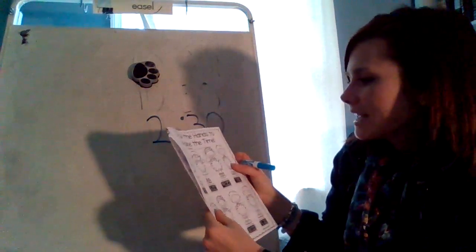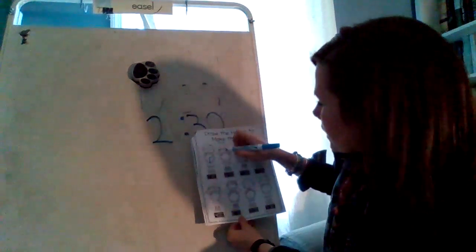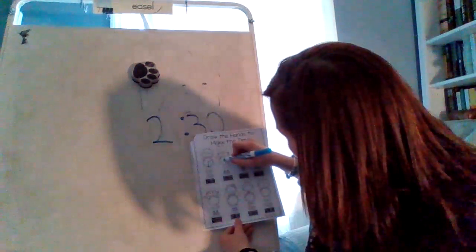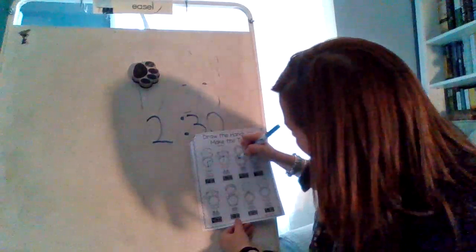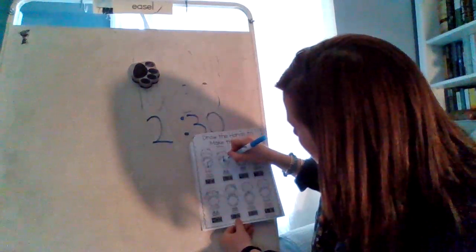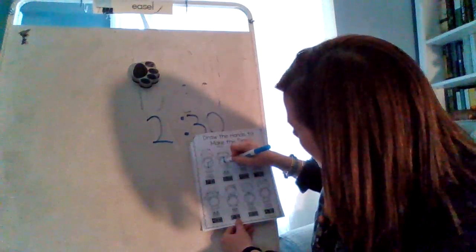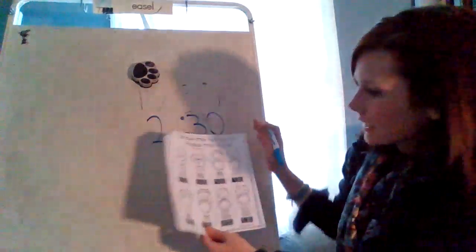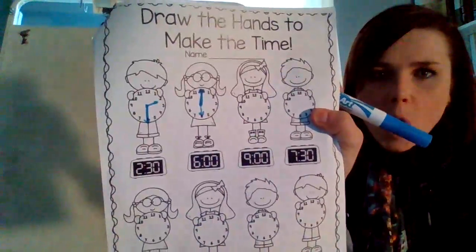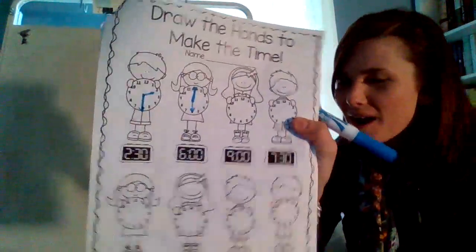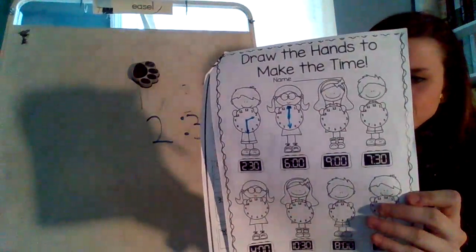Move on to the girl with the glasses. She's cute. 6 o'clock. We're going to have our hour hand pointing up at that 12. Or no, that minute hand, I apologize, up at that 12. The hour hand will be pointing down at the 6. So we have 6 o'clock. Nice job. Very nice job.